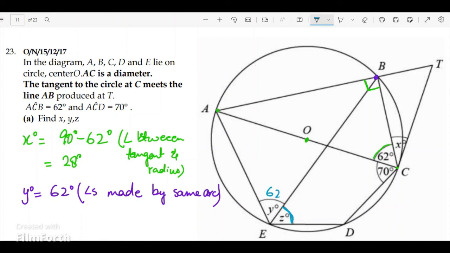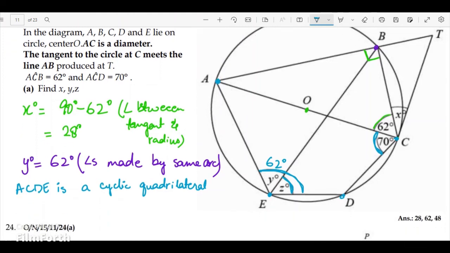Why? We already have figured out 62 degrees, and if you notice, this E point, D point, C point, A point, they make a nice and neat cyclic quadrilateral. So A, C, D, E is a cyclic quadrilateral. So opposite angles should be supplementary. That means this whole angle and the 70 degrees, when they add up, should be equal to 180 degrees.